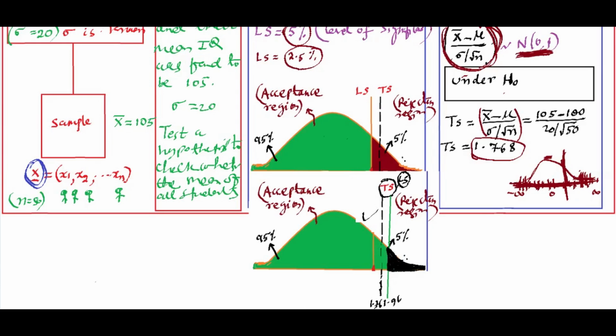So my conclusion is accepted. Accepted means I've accepted H naught. Okay. I can't reject H naught. That is the real technical way to say it. So I accepted H naught, mu equals 100. At what level of significance? Level of significance is 5%.